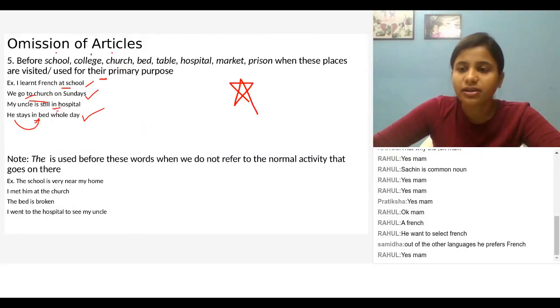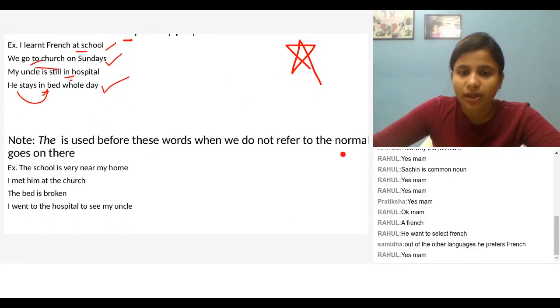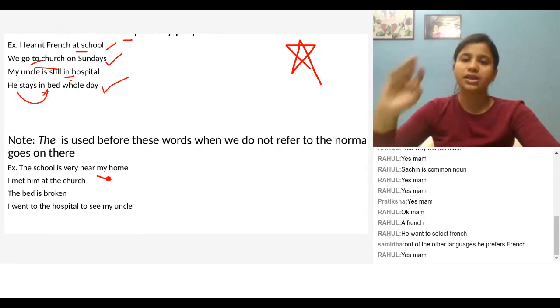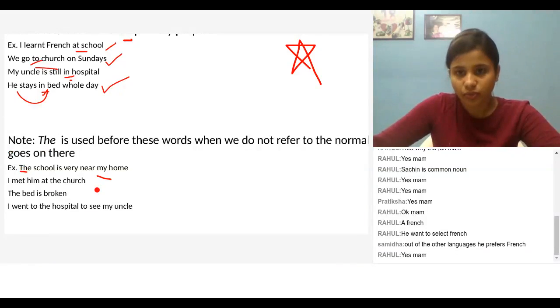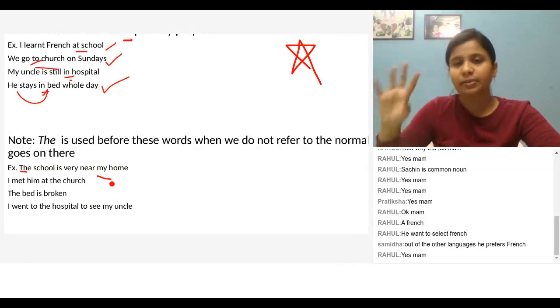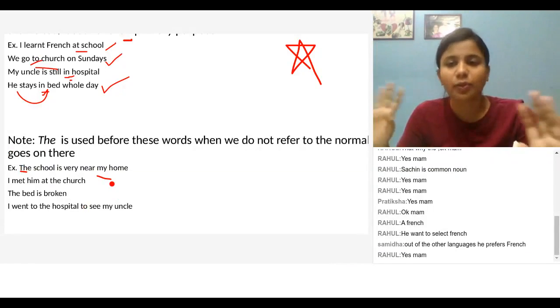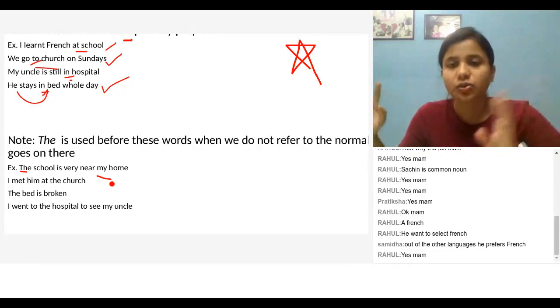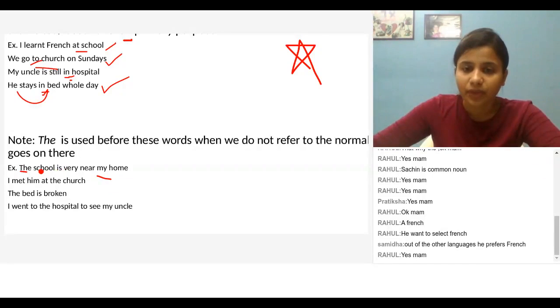But whenever these words are not used for primary purposes, means what again? So if I say the school is very near to my home, I am referring to some school where I don't study, okay? Then I am going to say the school. Now if I stay in a building, and I am a normal professional and not a student, and there is a school beside my house, then I will say the school is very near to me.